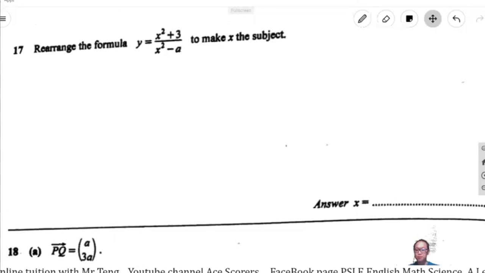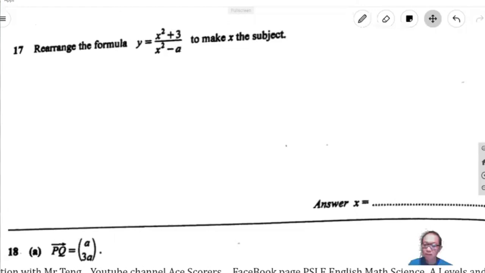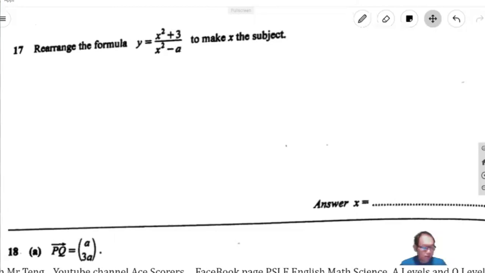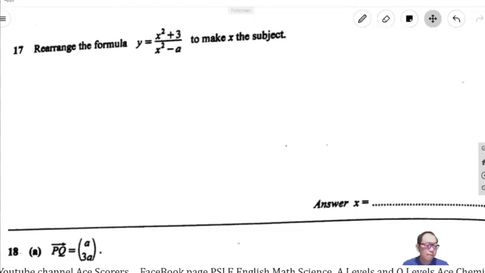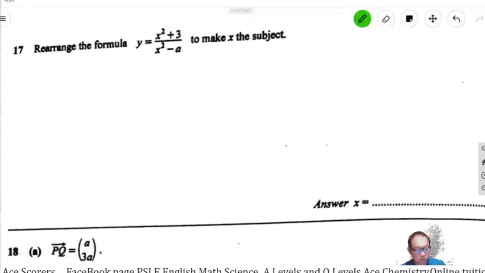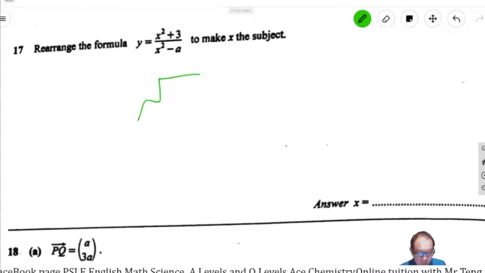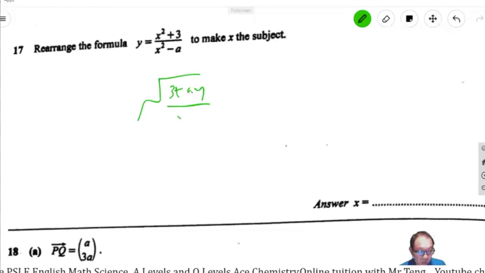Okay, Ethan, looks like you're done, is it? Okay, can you give us the answer? Let me check. What did you get for this? Square root 3 plus dy over y minus 1. Okay, very good. That's correct.